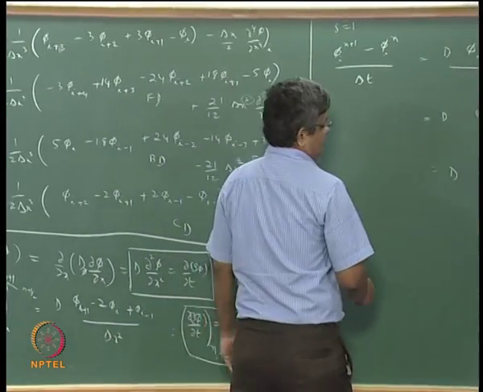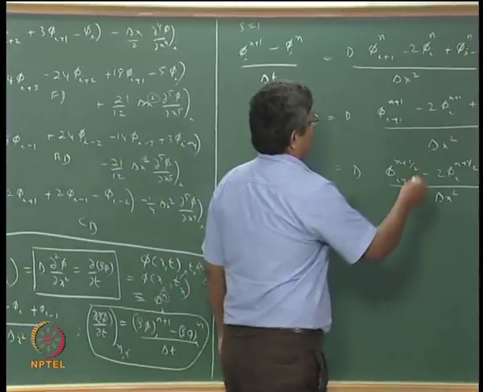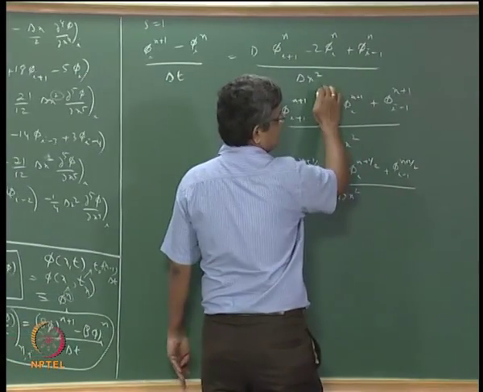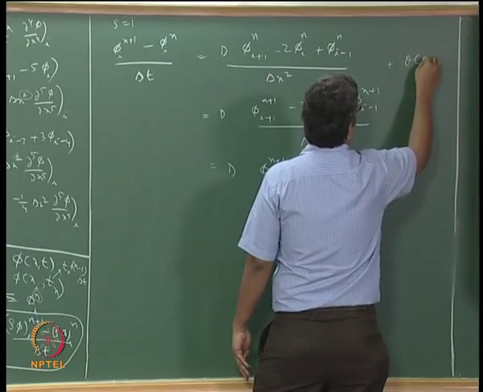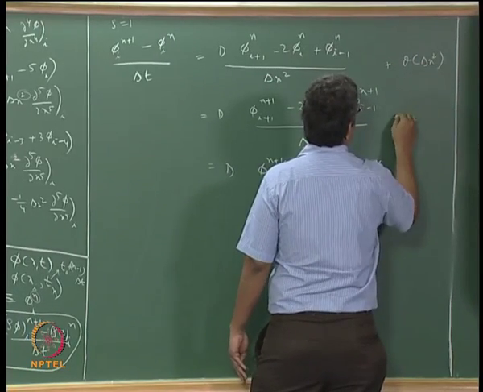So in all the cases the accuracy of the right hand side term is second order accurate in space.